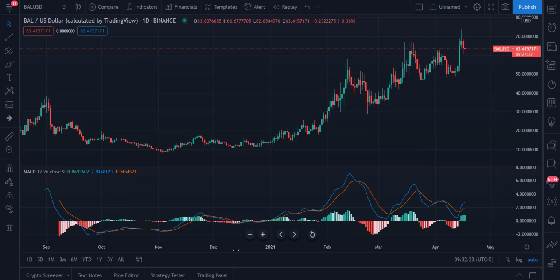Now, it has some weaknesses too, and you see them right here. This crossover back in November was great. You had a crossover, and then it crossed the zero line. That would have been a great buying signal.